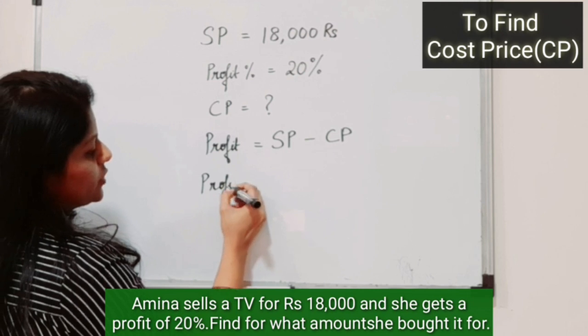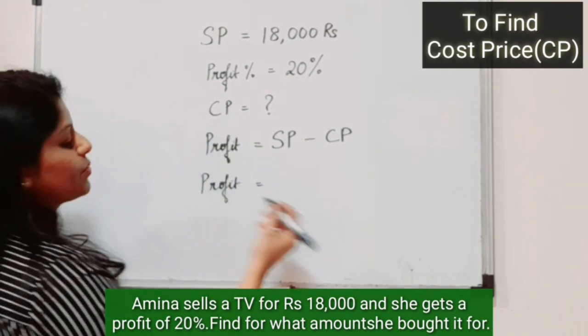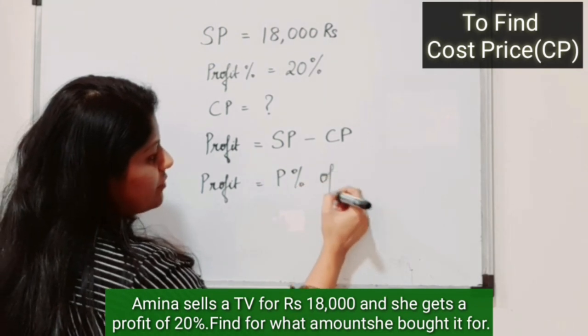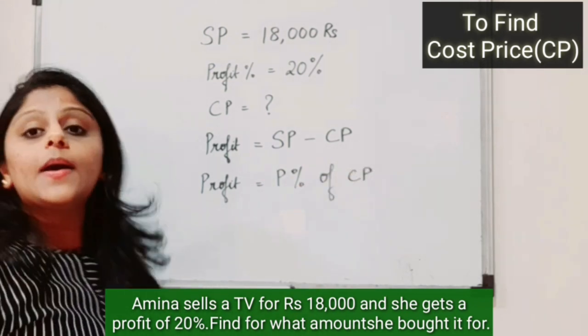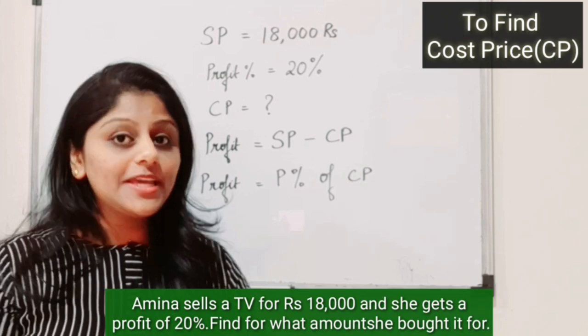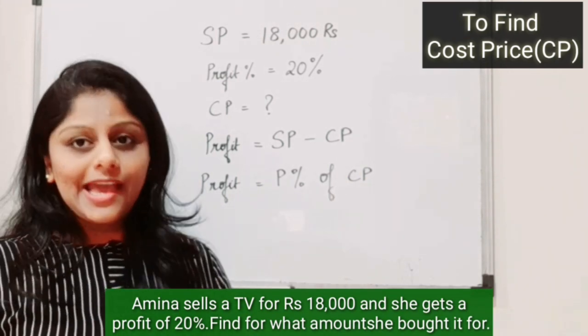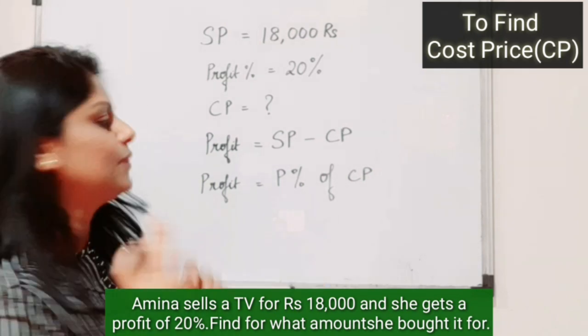Profit is equivalent to, like the similar previous one. So, profit is equal to profit percentage of CP. Correct? But you can notice here that CP is not given. That is what we have to find. Therefore, let us suppose CP to be X. We'll just take an unknown value as X.